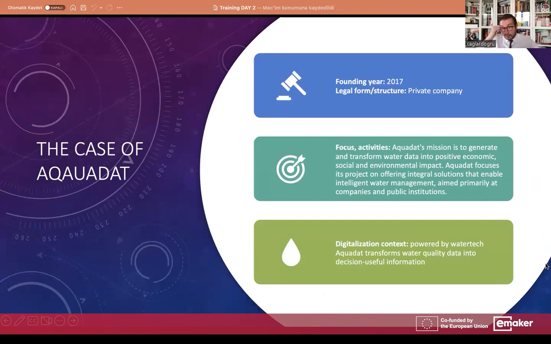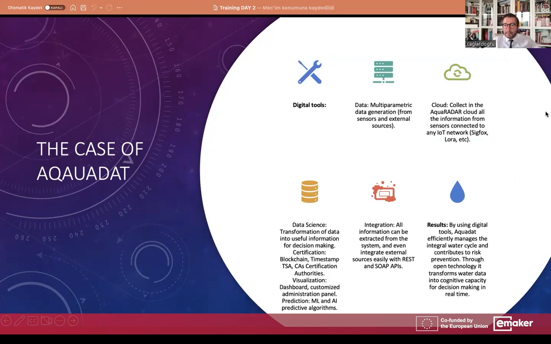In another company, its legal form is private company. Let's have a look at what their mission is here. Its mission is to generate and transform water data into positive economic, social, and environmental impact. Also, as far as I understand, they enable intelligent water management, and they are trying to keep clean water on the agenda. So how can it be digitalized? It's powered by water tech, and the organization transforms water quality data into decision-useful information. How is that achieved? I am as curious as you.